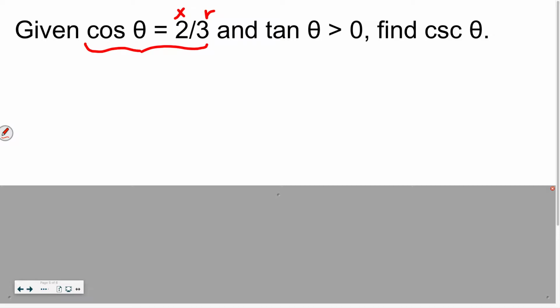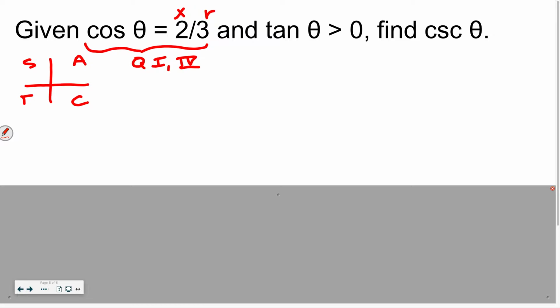The other thing I know about cosine is positive here, positive 2/3. So if I'm thinking about all students take calculus, cosine is positive in quadrant 1 and quadrant 4. So this means I'm either in quadrant 1 or in quadrant 4. I don't really know which one. At this point, I could draw 2 triangles, and I could come up with 2 different answers for cosecant, one that's positive and one that's negative.